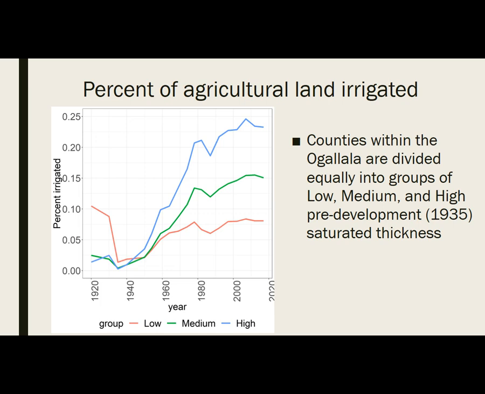Now, after World War II and into the 1960s and 70s, as groundwater technologies and energy resources came available, there was a dramatic increase in the quantity of irrigated land and land irrigated with groundwater. But particularly that was the case in the counties with the highest levels of saturated thickness, where now nearly 25% of the agricultural land in those counties is irrigated, compared to less than 10% of the land in the counties with the lowest levels of saturated thickness.